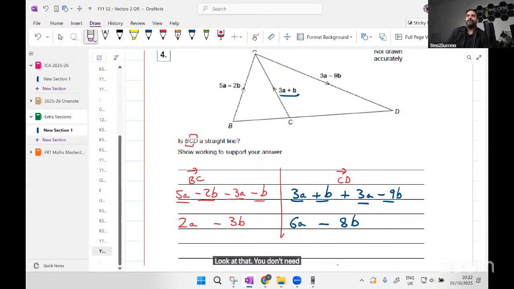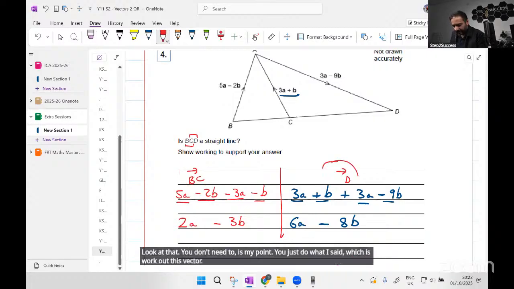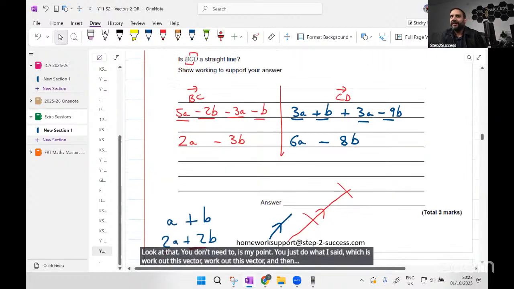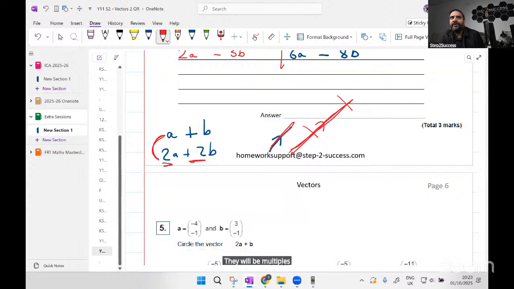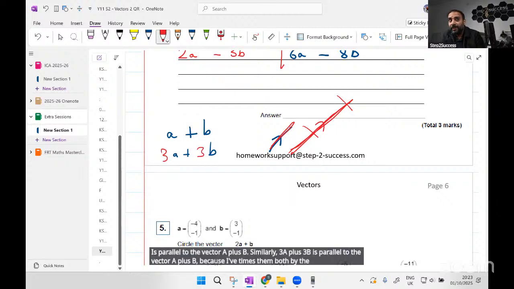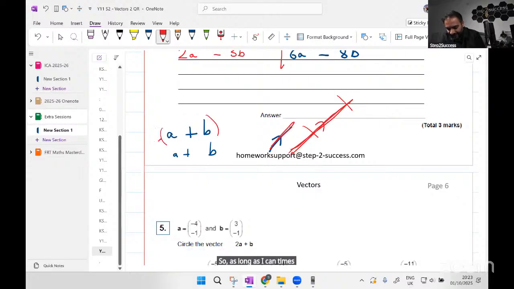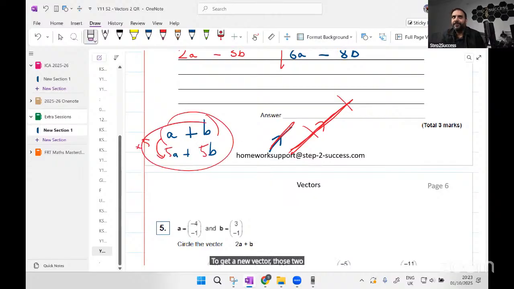You don't need to, is my point. You just do what I said, which is work out this vector, and then what I'm about to explain makes sense, which is that if two vectors are parallel to each other, they will be multiples of one another. So for example, 2a plus 2b is parallel to the vector a plus b. Similarly, 3a plus 3b is parallel to the vector a plus b because I've times them both by the same number. So as long as I can times a vector by something like 5 to get a new vector, those two vectors will be parallel to each other.